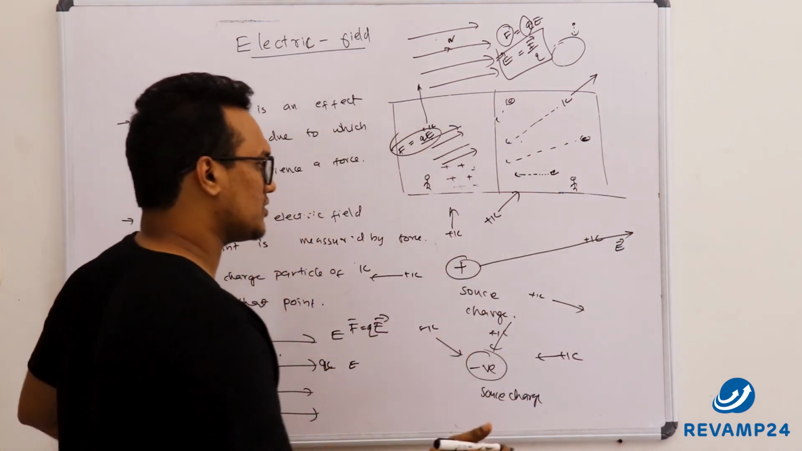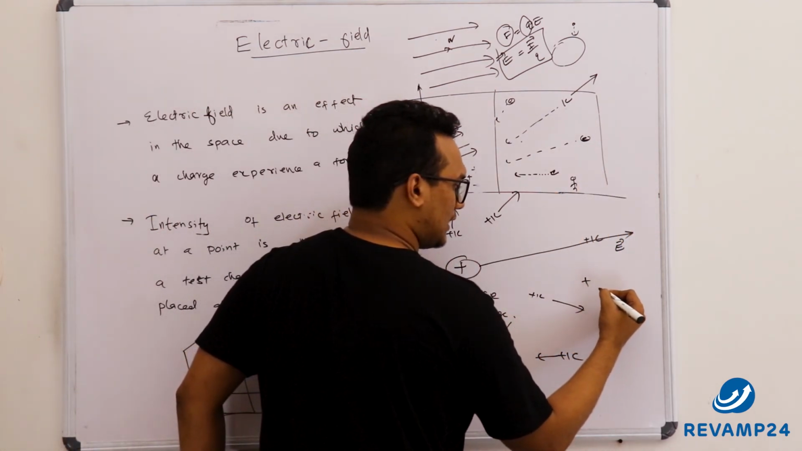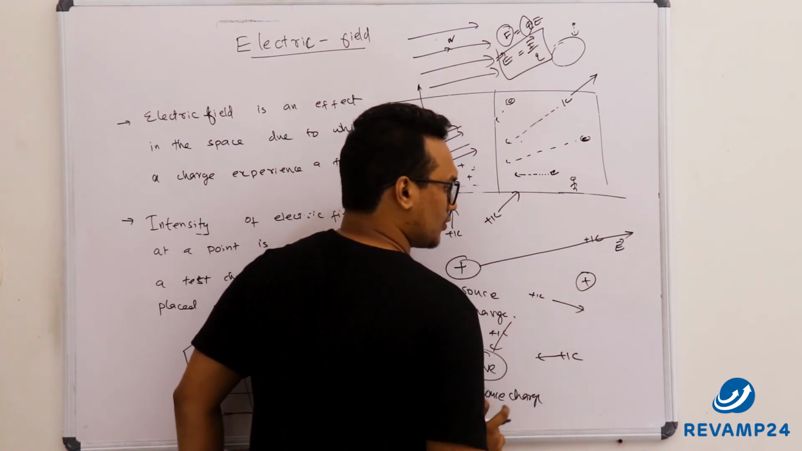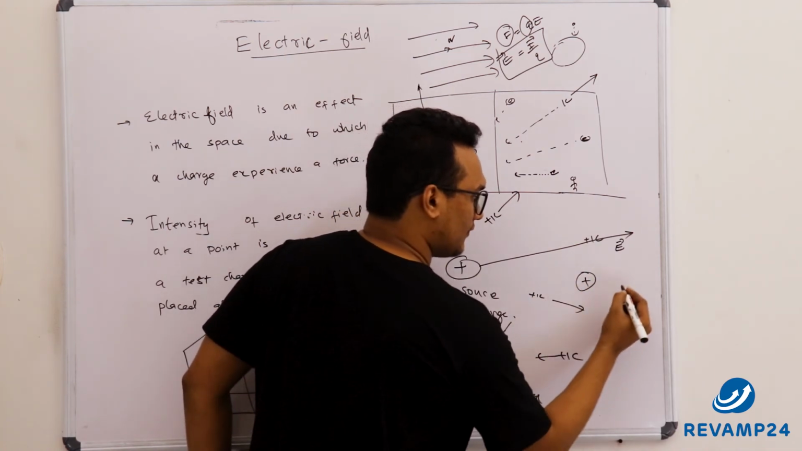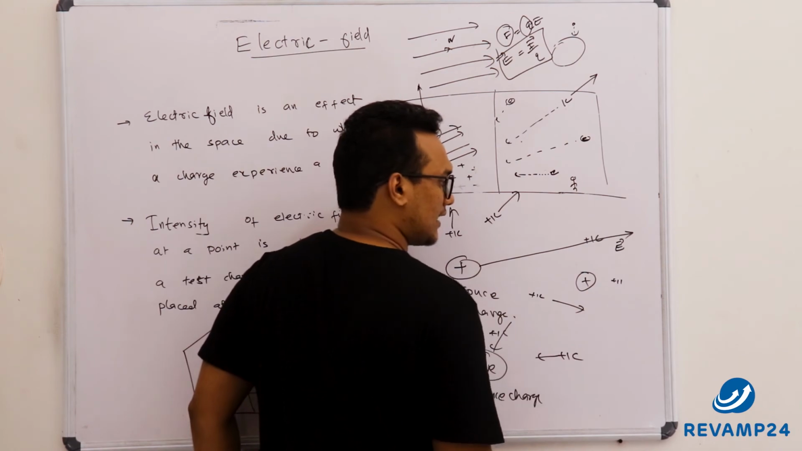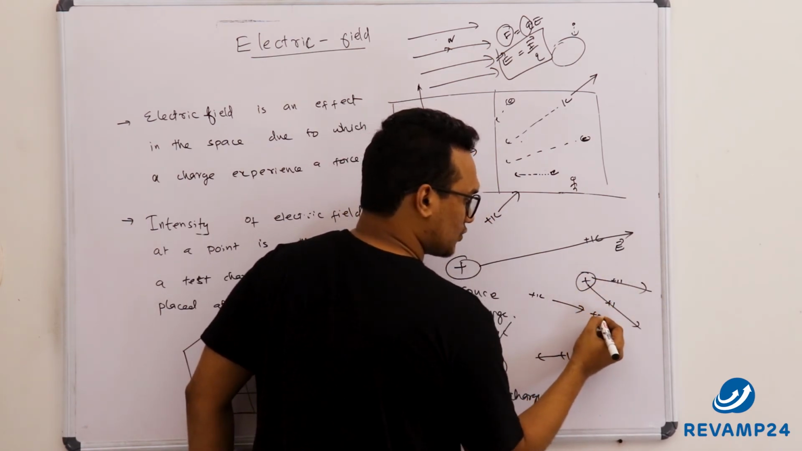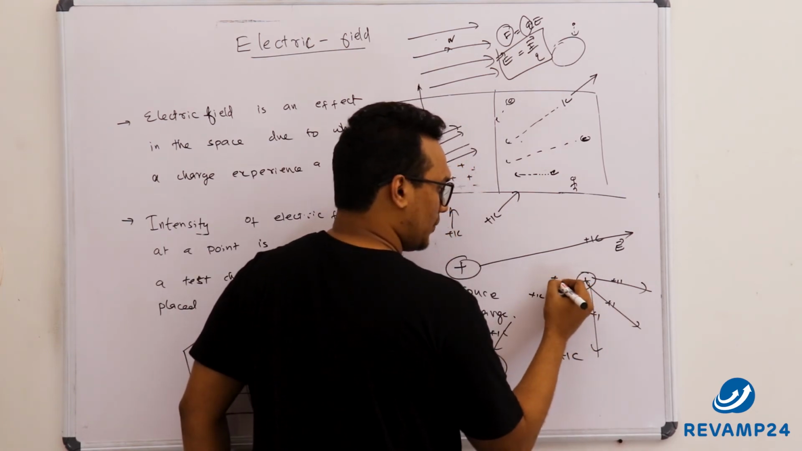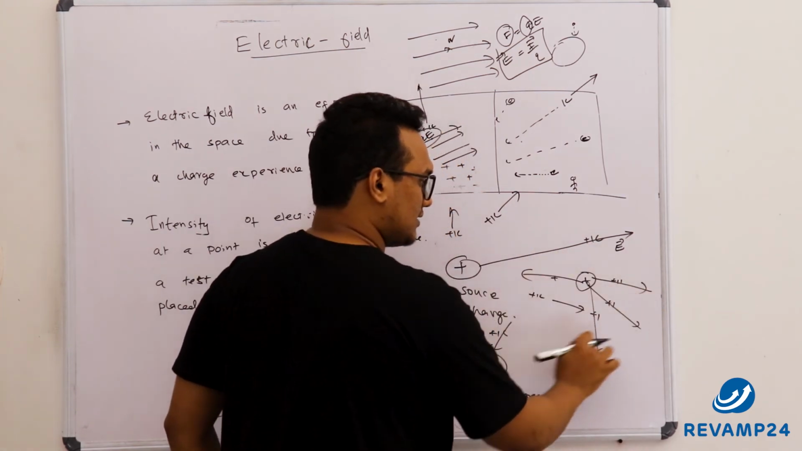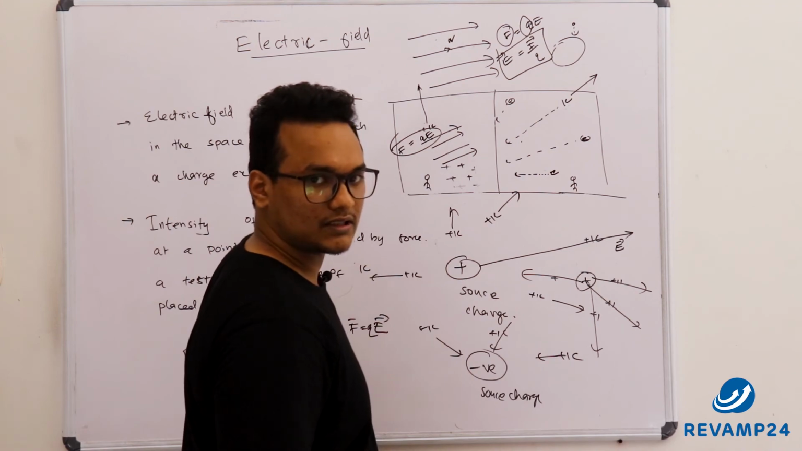Simply, if you have confusion, to remember in this way, keep a positive here. Positive source charge. What will be the direction of electric field? I am keeping plus 1 here. In which direction will it move? Radially outward. Plus 1, repulsion, radially outward. This is the electric field due to a positive source charge.